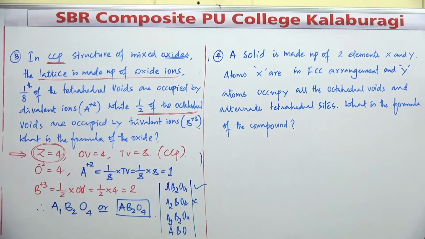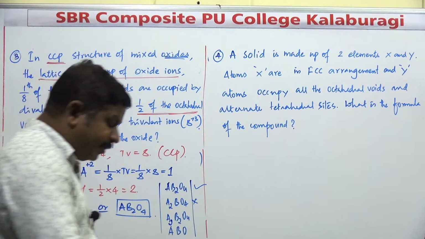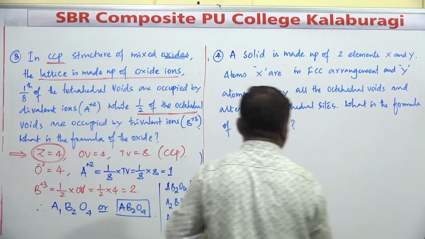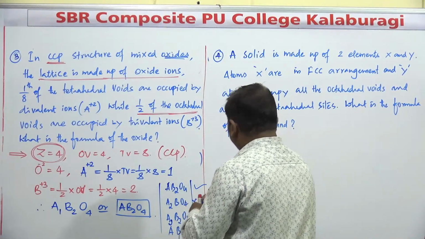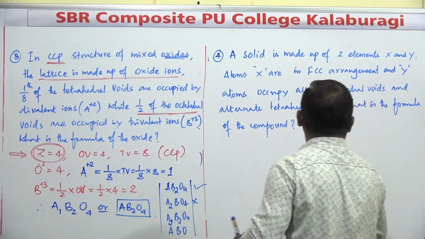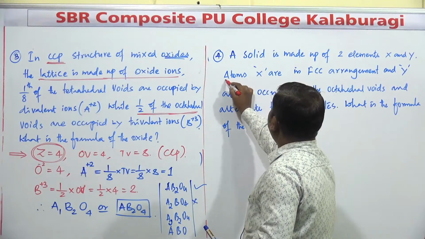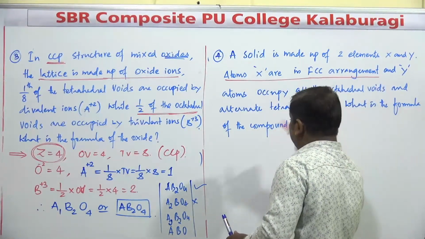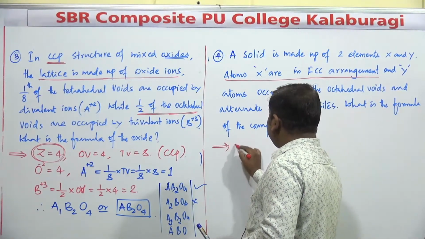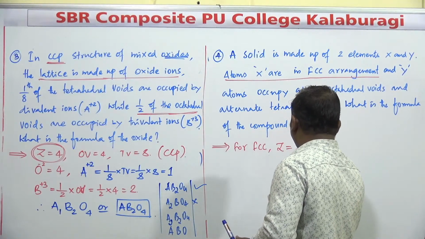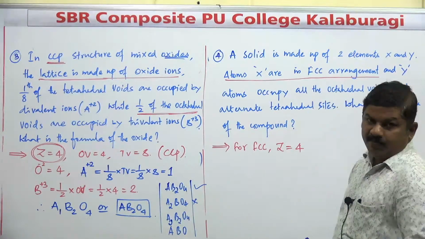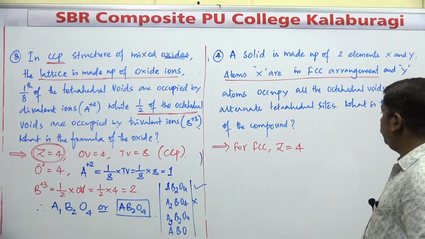Here I am taking different types of problems. I am not changing the values, only the particular concept is going to be different. What type of arrangement is given first here? It is made up of two elements X and Y. Atoms X are present in FCC arrangement. For FCC type of solid, what's the value of Z? It is equal to 4: 8 into 1/8 plus 6 into 1/2, that is equivalent to 4.